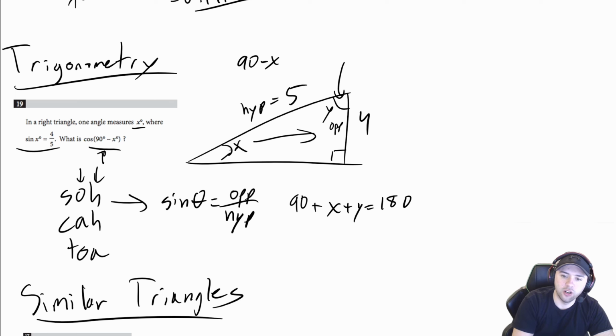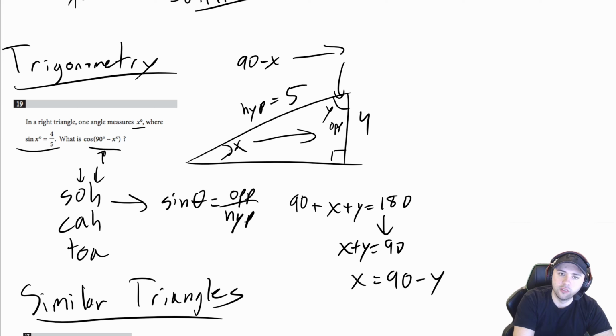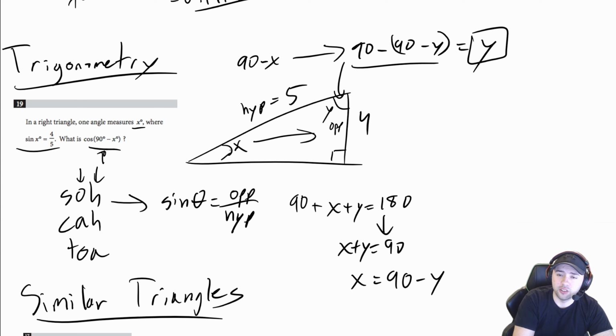we know that x plus y is equal to 90 from this equation. So 90 minus x would be the same thing as 90 minus y. Or in other words, we just know that 90 minus x is equal to y. So if you look at that closely, you just get positive y from that equation. So 90 minus x is the same thing in a right triangle as the other angle y.